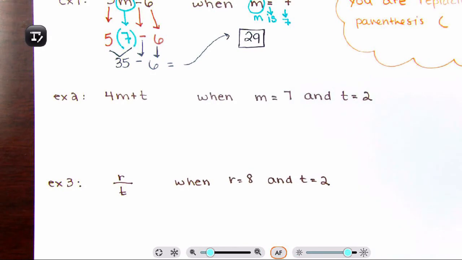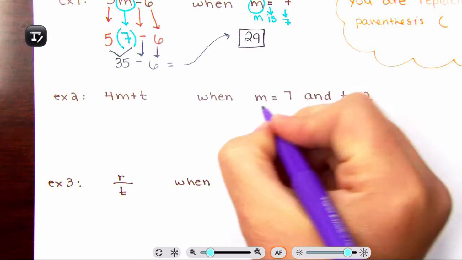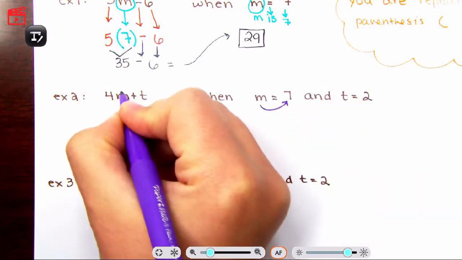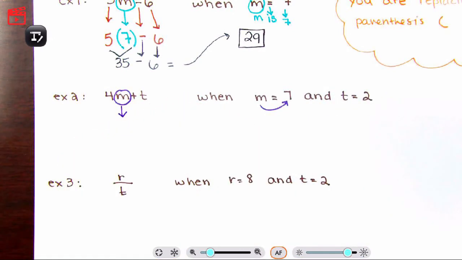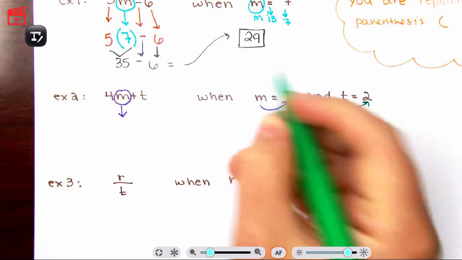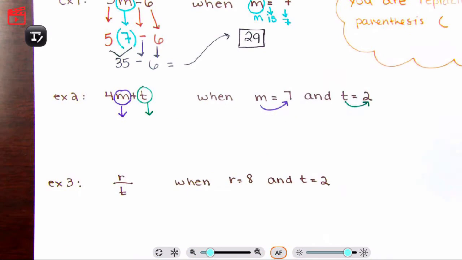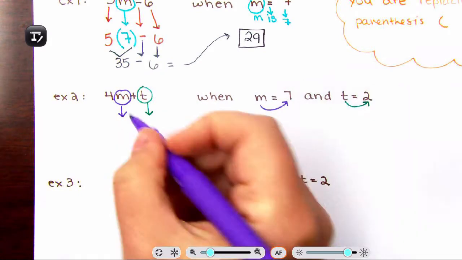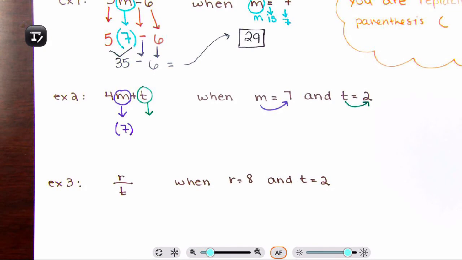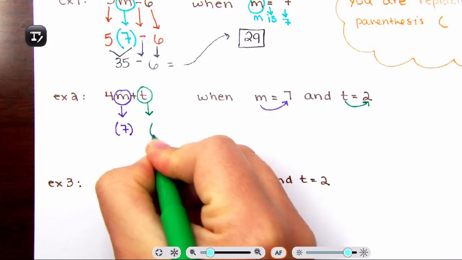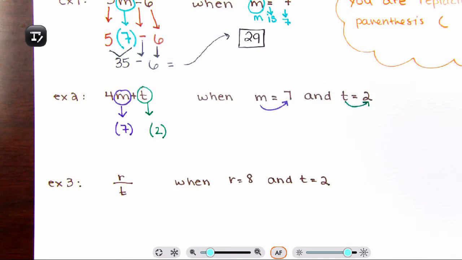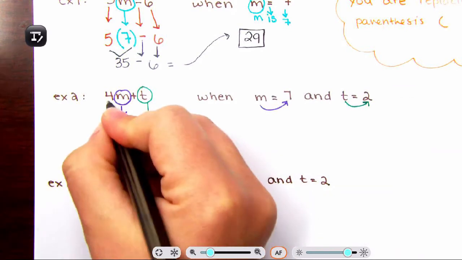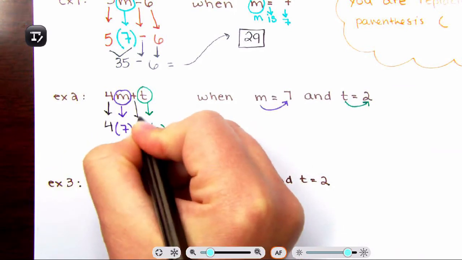Let's try another one. Let's do this again. Now we have two things. m is 7. And now I have t, and t is 2. Let's go ahead and substitute. m is 7. Always put parentheses. And t is 2. Once you have substituted and replaced your variables, bring down everything else exactly how you see it. So I see a 4 here, and I have a plus here.